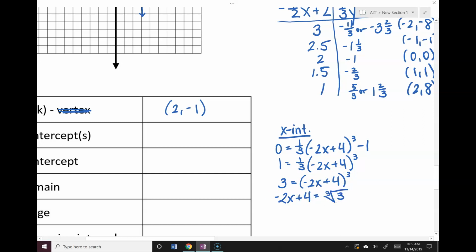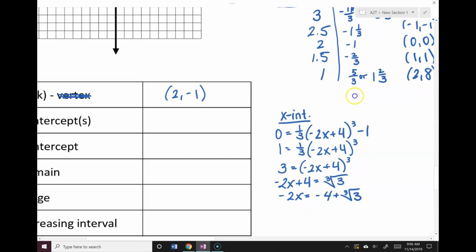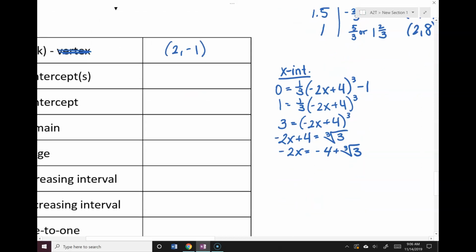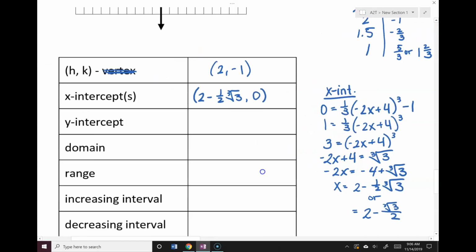The cube root is not a square root. It is an odd index, so we don't need that plus and minus. -2x is equal to -4 plus the cube root of 3. And then divide everything by -2. So x is equal to 2 minus 1/2 cube root of 3. Or if that bothers you, you can write it as 2 minus the cube root of 3 over 2. Doesn't really matter. It is the same thing. So 2 minus 1/2 times the cube root of 3, 0, is our x-intercept.